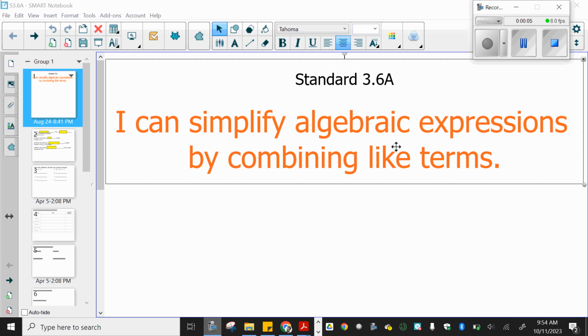We're going to talk about 3.6A, guys. We're going to simplify algebraic expressions by combining like terms. We've been saying this a lot lately, but man, this is foundational for algebra. So I really need you guys to be on your A game, right? Make a choice now to learn it. All right, let's go.